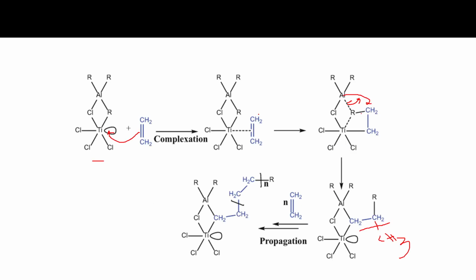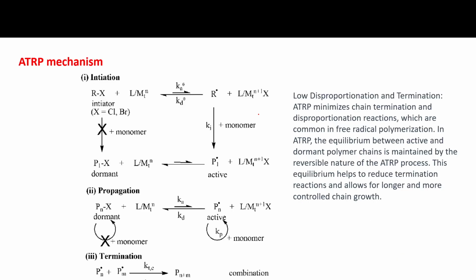Now the other technique I am talking about is ATRP. ATRP means atom transfer radical polymerization. So what is atom transfer radical polymerization? It is a living polymerization technique. Why do we need a living polymerization technique?